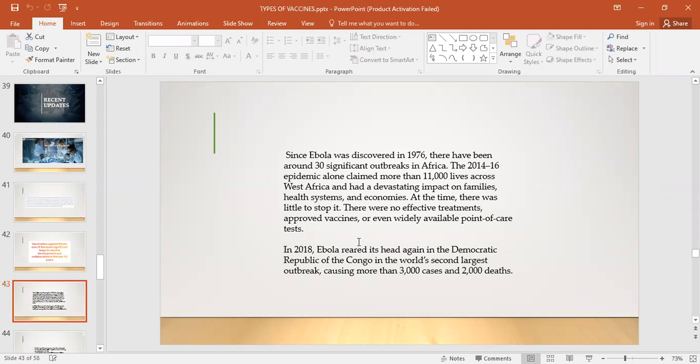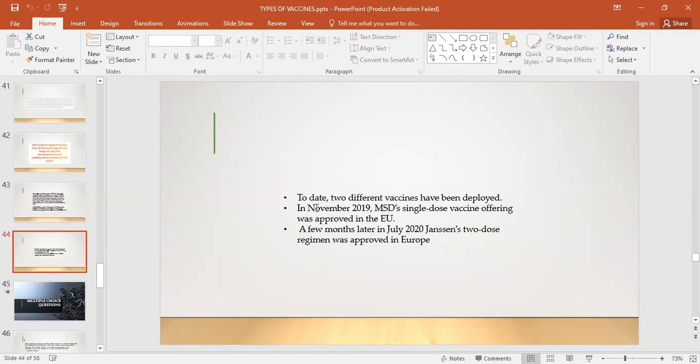But in 2018, Ebola reared its head again in the Democratic Republic of the Congo in the world's second largest outbreak, causing more than 33,000 cases and 2,000 deaths. To date, two different vaccines have been developed. In November 2019, MSD's single dose vaccine was approved in Europe, and a few months later, in July 2020, Janssen's two-dose regimen was approved in Europe for Ebola.